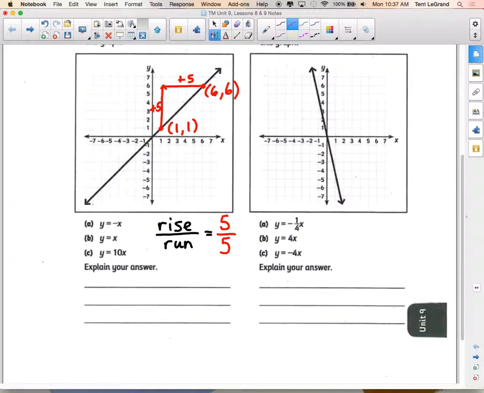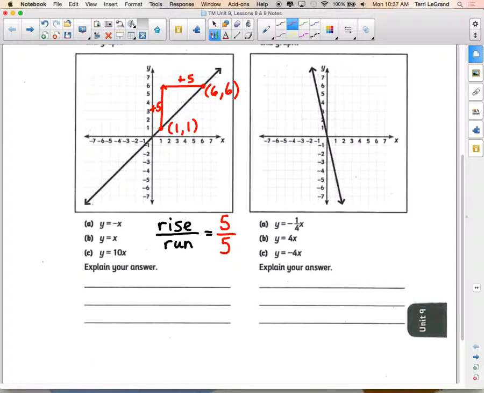Okay, how about you, Tyler? Do you have anything yet? No. How about you, Kaylee? A rise of 3 and a run of 3. You have a rise of 3 and a run of 3 also. How about you, Danny? You're still figuring it out? Okay, Sierra? You're still figuring it out. Sylvia? A rise of 1 and a run of 1.